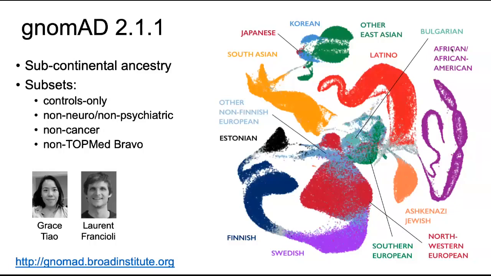Thank you. So we've created these subsets. We've definitely got some that exclude cases from neuropsychiatric or neurological phenotypes. Another one excludes cancer cases. And then another one excludes any individual who is in TopMed Bravo, so that you can look at a kind of federated version of the data set. If you look at gnomAD and TopMed Bravo, you can guarantee that a variant is or is not in the same individual if you turn on this subset. So you can be sure that maybe this variant is not in Bravo because the individual is not, or vice versa.